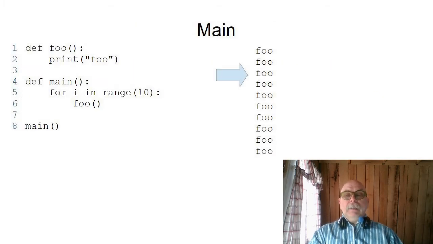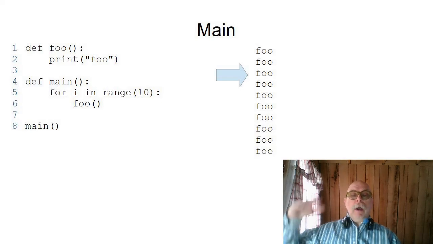So here in this example, you can see that we have two definitions. I have a definition called foo, which just prints foo. And then I have a definition called main that contains a loop for 10 times around calling foo. And then on line 8, you can see that we call main to start the program.